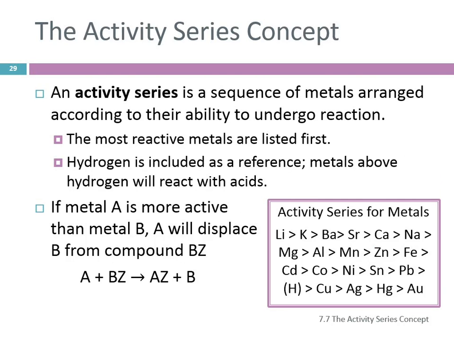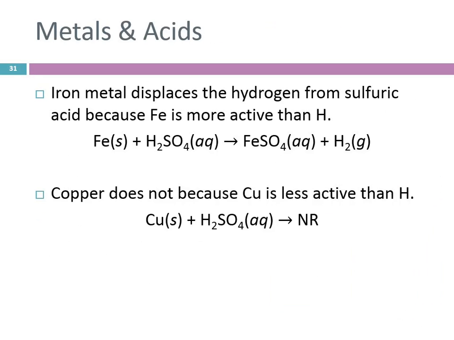Let's go back and look at the list. So here's the list. There's iron, and further down the list is hydrogen. Iron is more active than hydrogen. So in this situation, iron is more active. He is going to displace the hydrogen. You'll end up with iron sulfate and hydrogen gas. They switch places.